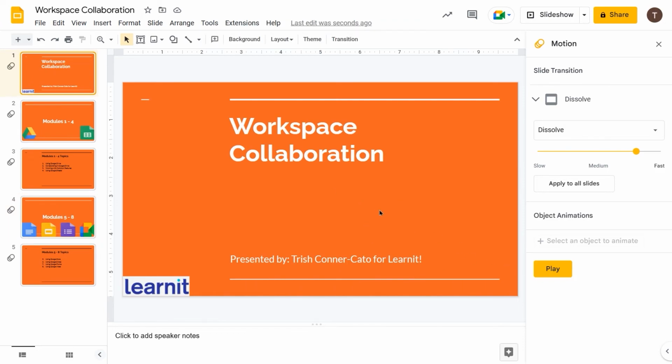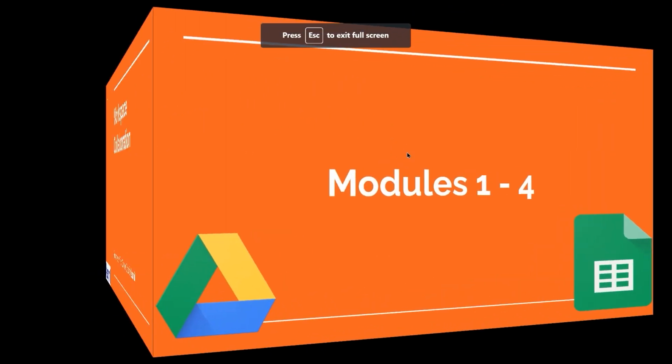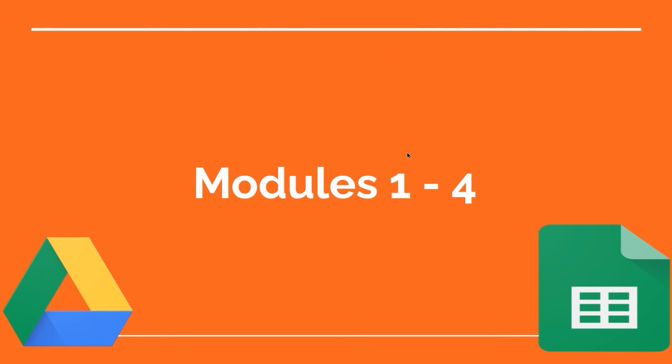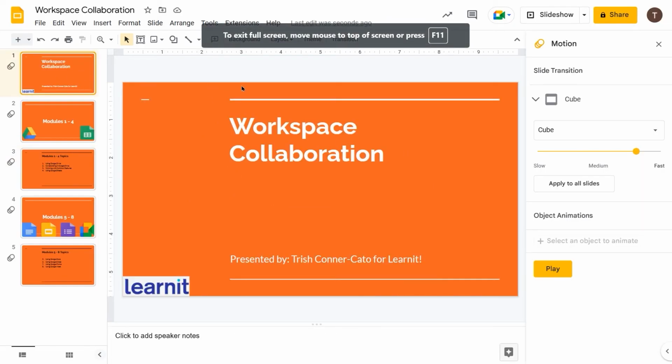Let's test a few more transitions. So on the right side, I'm going to do the drop down next to dissolve. And let's look at cube. And again, you're going to apply to all slides and then click your slideshow button. Go ahead and click, and you can see the cube effect. Let's press escape, click on the first slide, and we'll try one more.